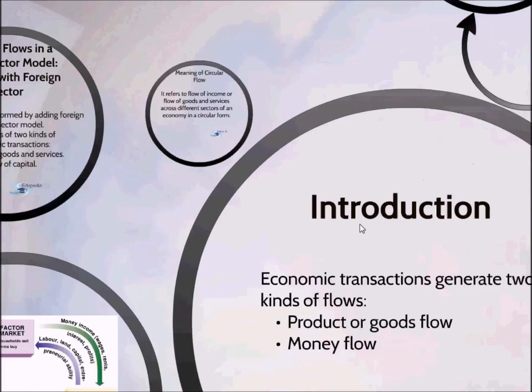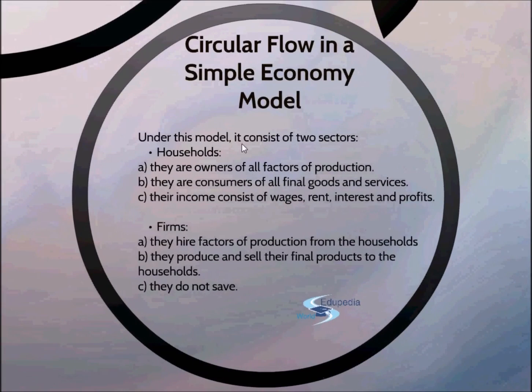To proceed further, we start with the various models of circular flow, beginning with a very simple model where we consider only two divisions in the economy, that is households and firms. We are considering that transactions happen between only these two divisions. Let's see what the assumptions are.